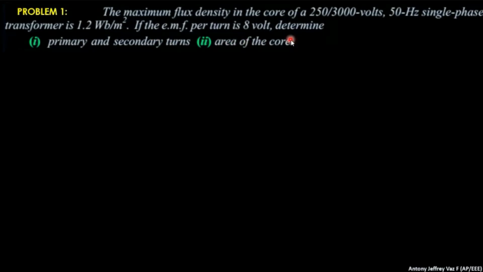Okay, what are given? The maximum flux density is 1.2 Weber per meter square, so B max is equal to 1.2 Weber per meter square. Then the given is a 250 volt by 3000 volt transformer, so the voltage ratios are given. V1 is 250, V2 is 3000 volt. Frequency is 50 hertz, and the per turn induced EMF is 8 volts. What you are going to find is the primary and secondary turns and the area of the core.